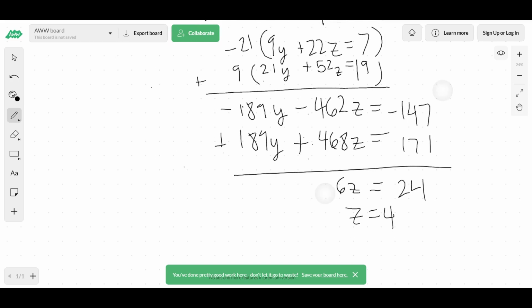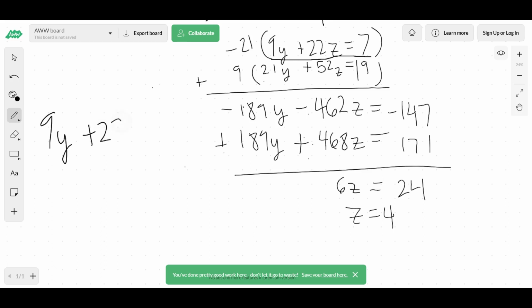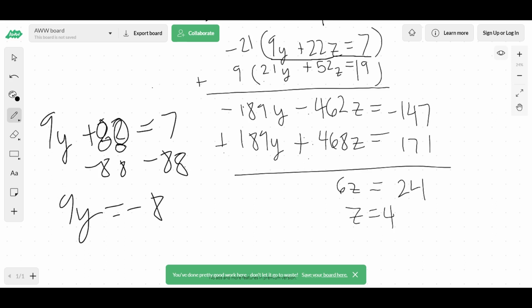And you do have to plug it into one of these two equations with two variables. This one seems to be the smallest, so we'll say 9y plus 22 times 4, or 88, because 4 times 22 would be 88, equals 7, minus 88 minus 88. We'd have 9y equals negative 81, and hey, y equals negative 9.